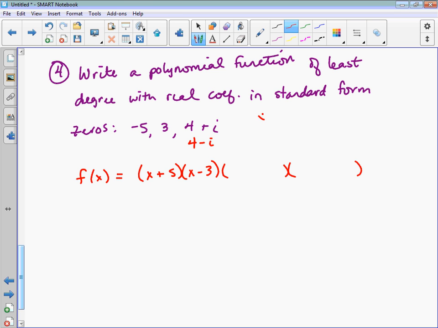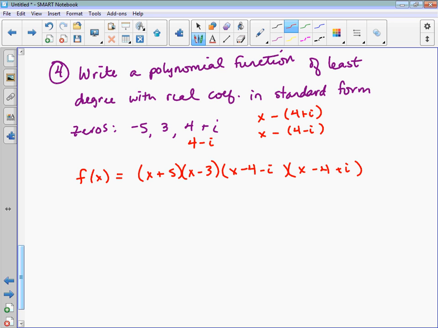So think about doing x minus (4 plus i). What is that really going to give you? Okay. And then you're also going to do x minus (4 minus i). So what's that going to be? Minus. Yes. Imaginaries come in pairs. So if you have one, you know you actually have two. They're the conjugates of each other. Okay.